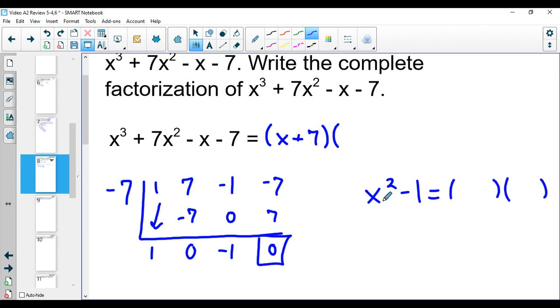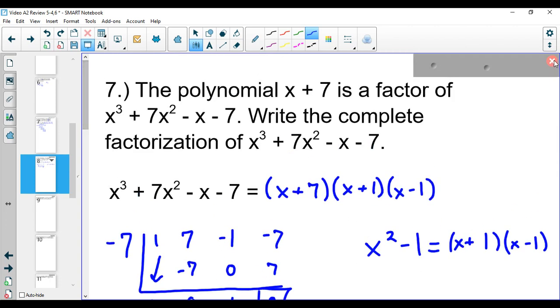Because we've got two terms, we've got an even power, 1 is a perfect square, and we've got subtraction. So we can put x in front, and then 1's going to be a plus, 1's going to be a minus, and what's the square root of 1? Well, it's just 1. So it's going to be x plus 7 times x plus 1 times x minus 1. And we'll check the answer. x plus 7, x plus 1, x minus 1.